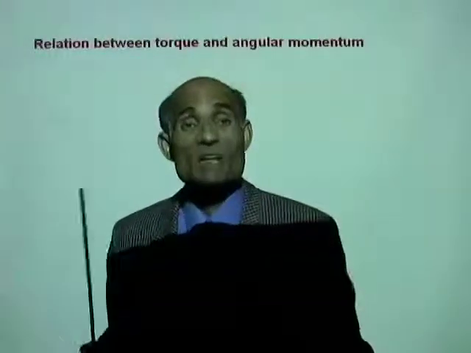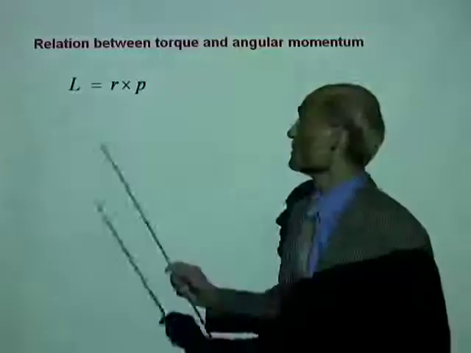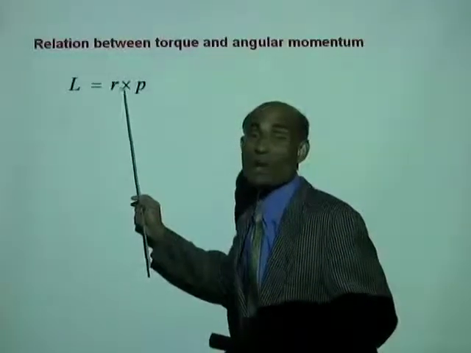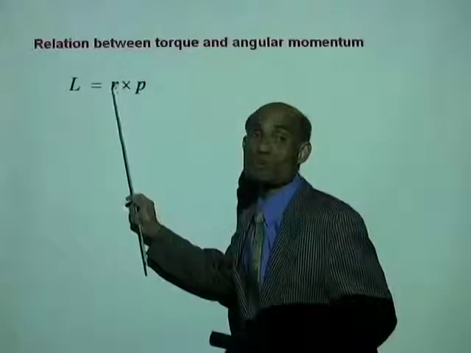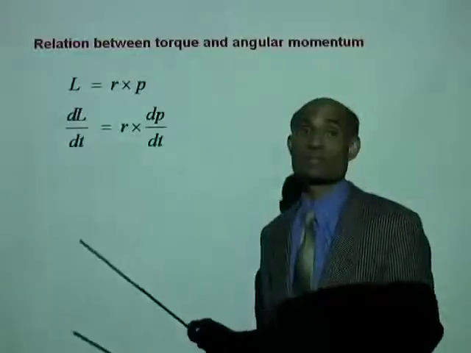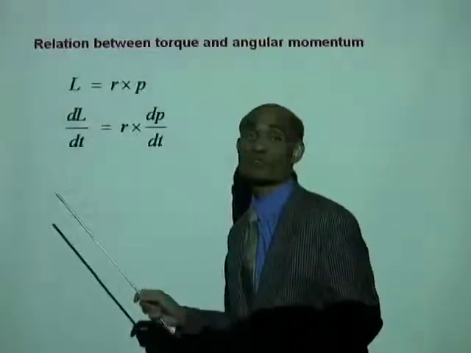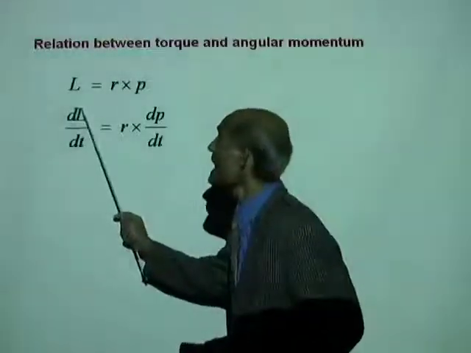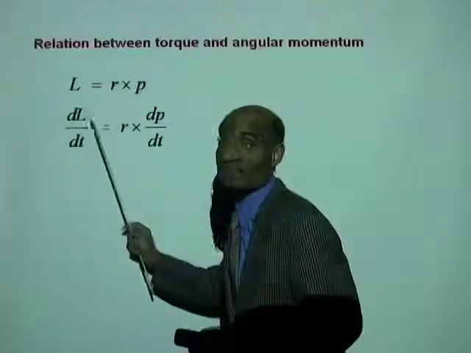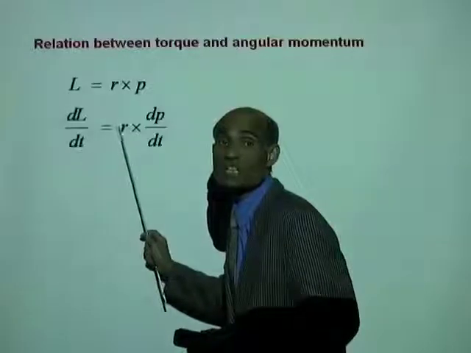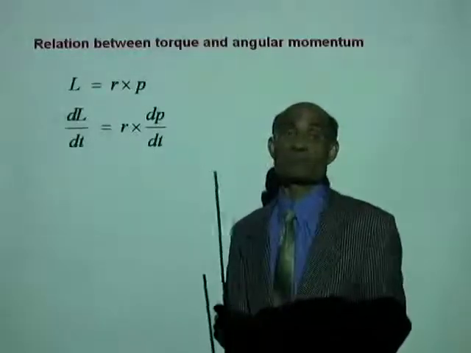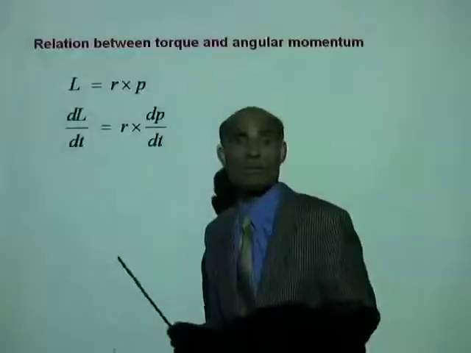Well, let's see whether it is true. You know that angular momentum is R cross P, is the cross product of the R vector and the P vector. Let's take the derivative of this. Knowing that R is a constant vector, dL by dt is R cross dP by dt. Is that right? That's no problem there.